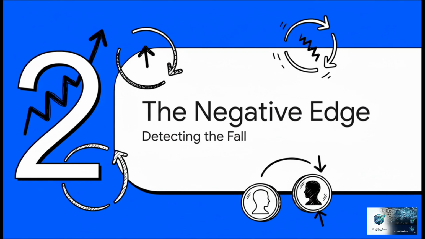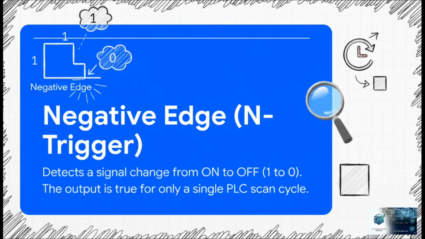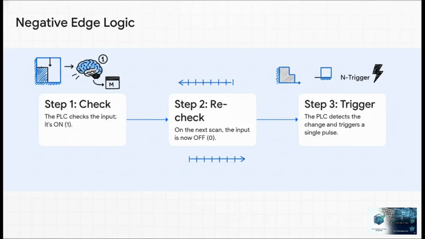All right, so if we can detect a signal rising, it only makes sense that we can also detect it when it's falling, right? So let's flip the coin and look at the other side, the negative edge. The negative edge, or N trigger, is pretty much the perfect mirror image of the positive edge. Instead of looking for a signal to turn on, it's waiting for a signal that's already on to finally turn off. It's looking for that transition from a 1 back down to a 0. And just like its counterpart, the output is only true for that one single super brief scan cycle. The logic is exactly the same as before, just in reverse.